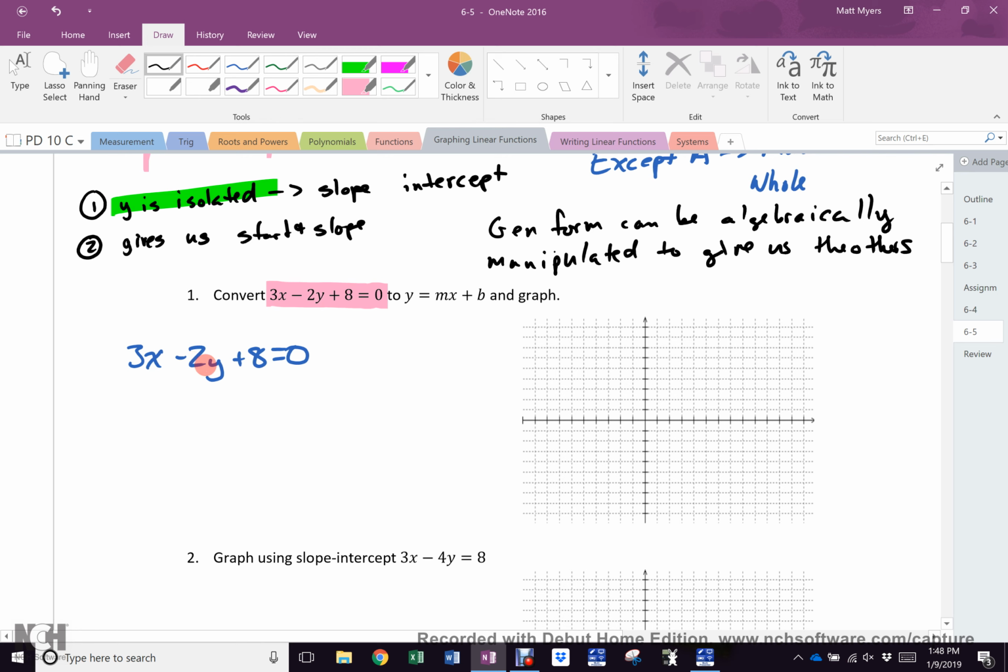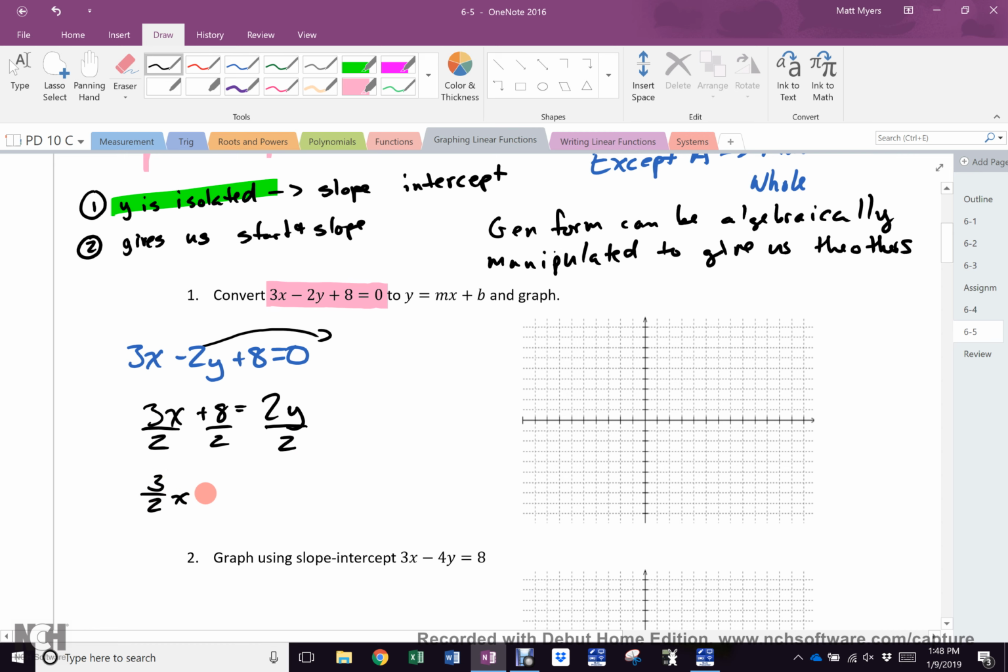How should I isolate that y? You're going to move it over there because you want it to isolate. Right now there's a negative in front of it. We don't want a negative in front of it. So now I've got 3x plus 8 equals 2y. Is y isolated yet? No, it's not. What will I do? Divide by 2. I will divide the whole thing by 2, everywhere else. And what will I get?